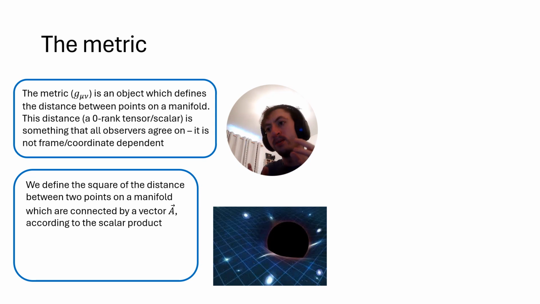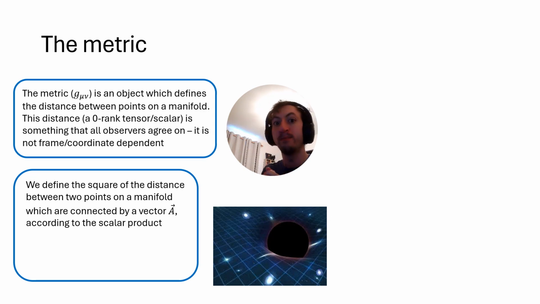And we're going to use the metric to define the distance between two points, and we're saying these two points are connected by a vector A. So we traditionally imagine one of those points being located at the origin of a coordinate system and the other point at the tip of our position vector A, if you like to use geometrical language. Although A could give the distance between points in space-time.